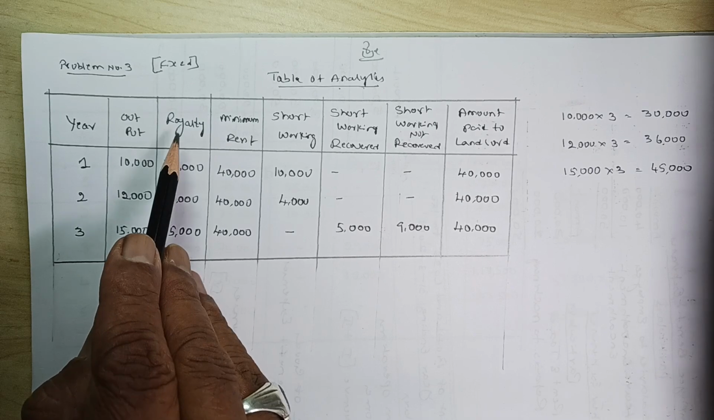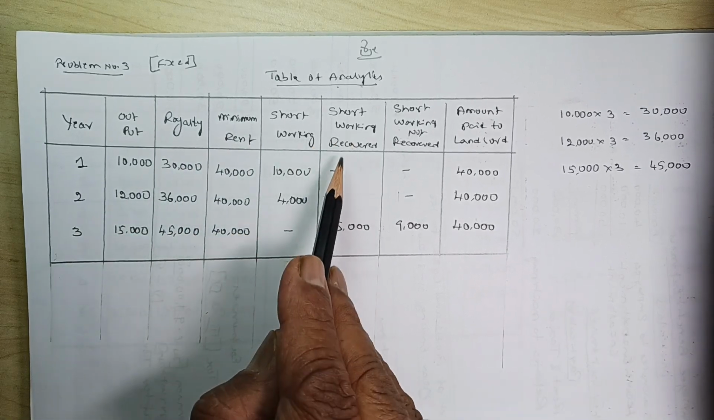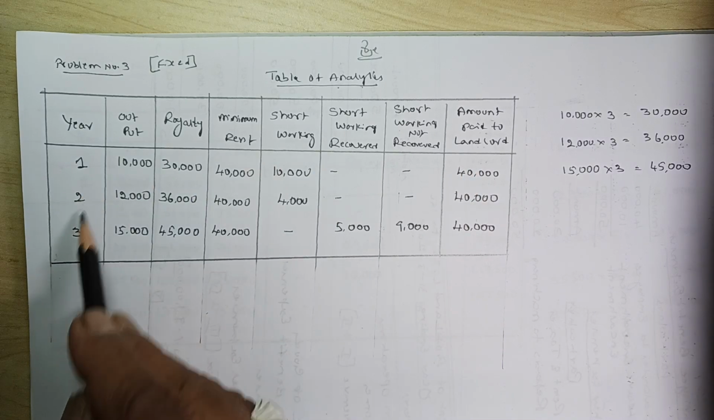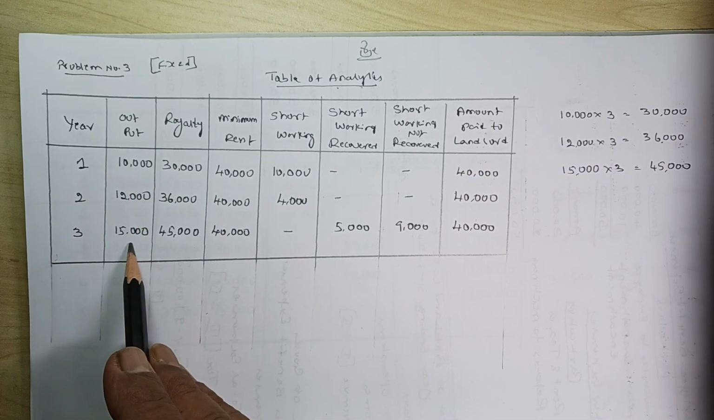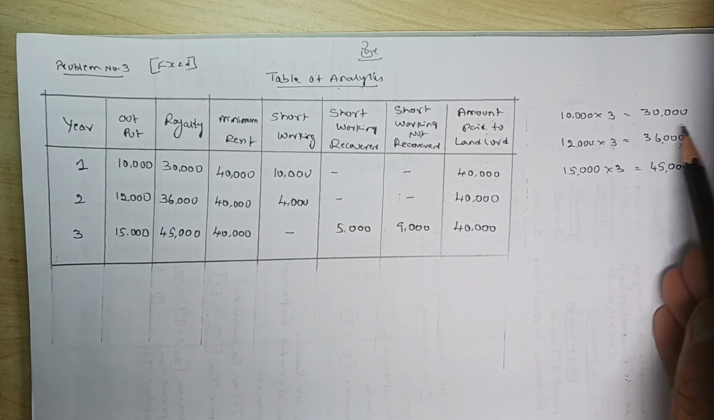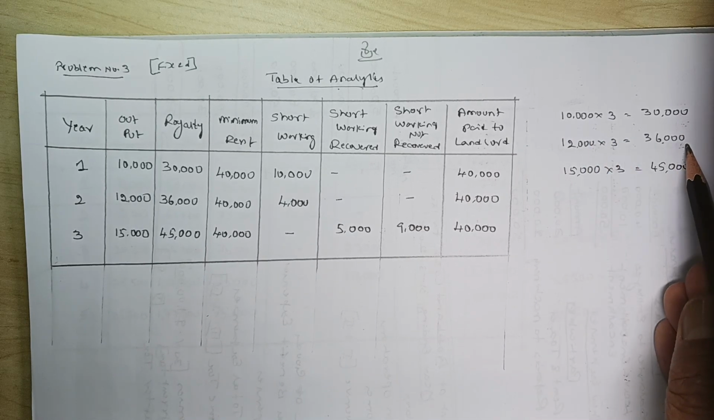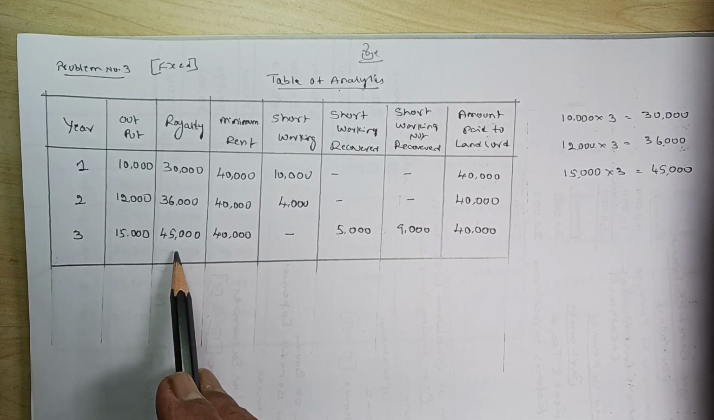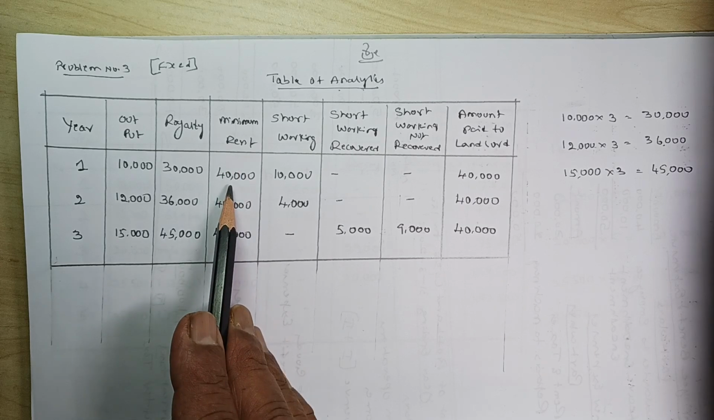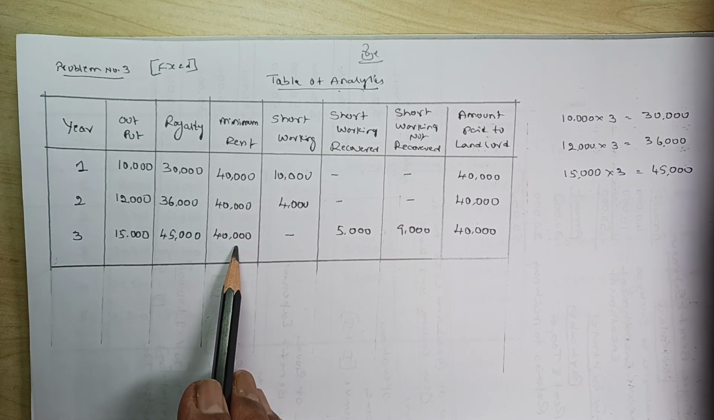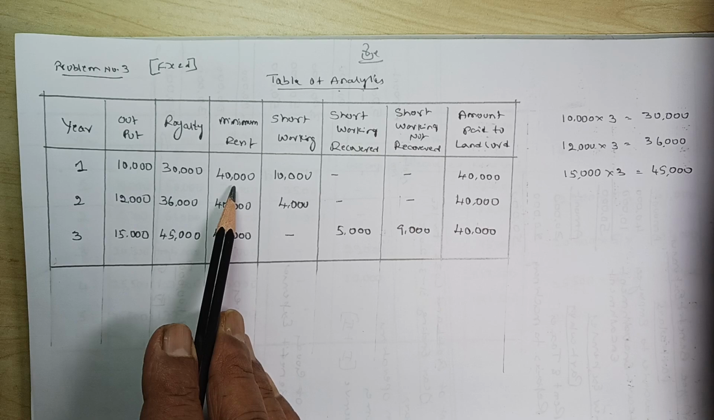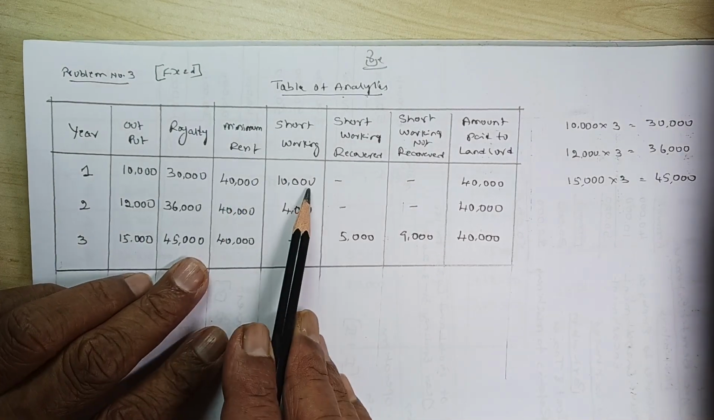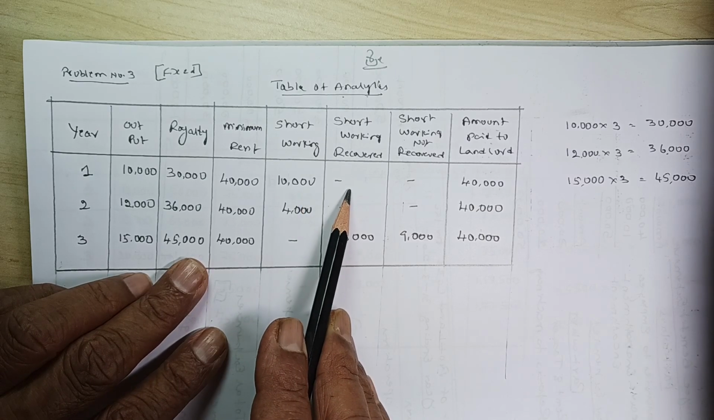Year, output, royalty, minimum rent, short working recovered, short working not recovered, amount paid to landlord. 1, 2, 3, 10,000, 12,000, 15,000. Here I have written 10,000 into 3 is 30,000, 12,000 into 3 is 36,000, 15,000 into 3 is 45,000. So 30,000, 36,000, 45,000. Minimum rent 40,000, 40,000, 40,000. Whereas first year 30,000, whereas minimum rent is 40,000, that means we are incurring a loss of how much actually? 10,000, right? 10,000 as short working. Then nothing is there in the next 2 columns.